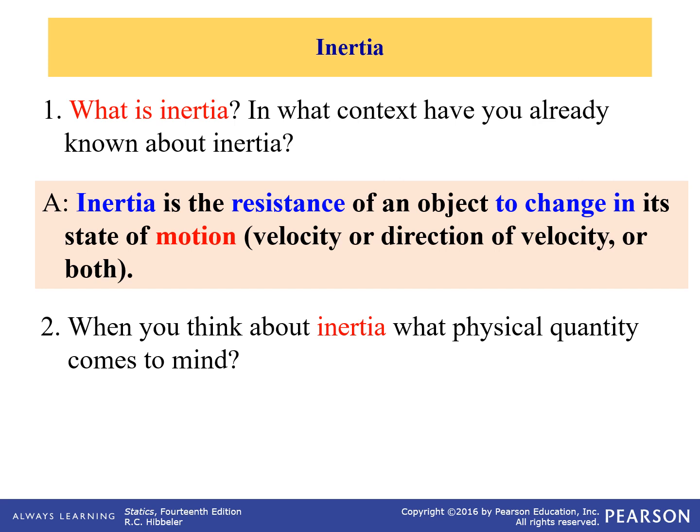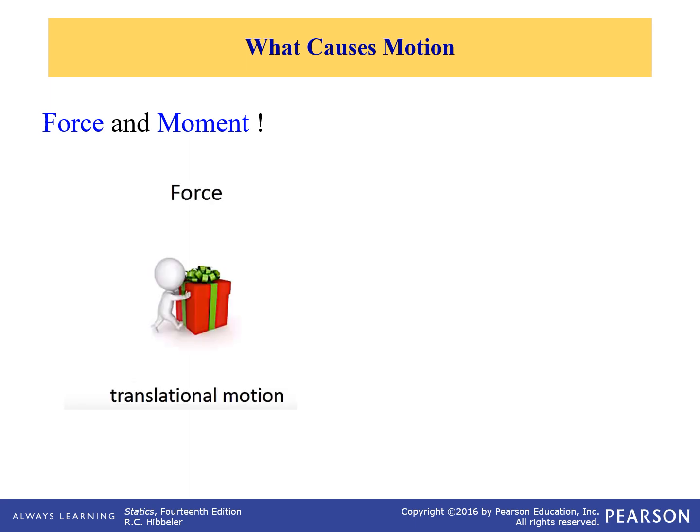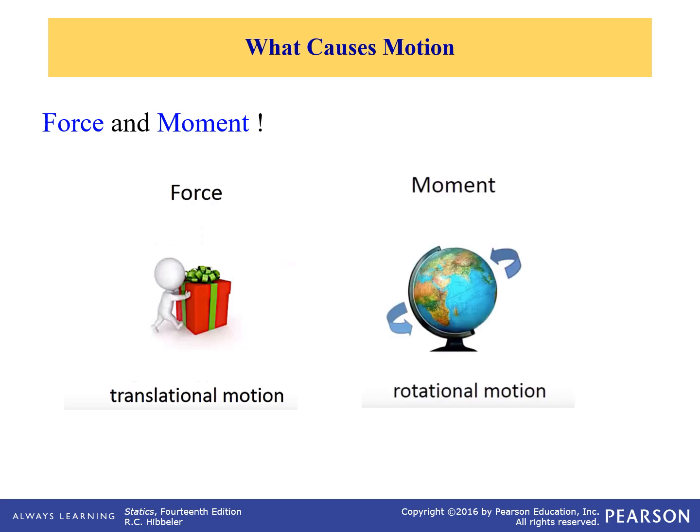Now the second question: when you think about inertia, what physical quantity comes to mind? The physical quantity you think about should be mass, right? So inertia is the resistance of an object to change in its state, and it is related to mass. Next, let's think about what causes motion. We have translational motion and rotational motion, and we know force and moment cause those motions, where force causes translational motion and moment causes rotational motion.